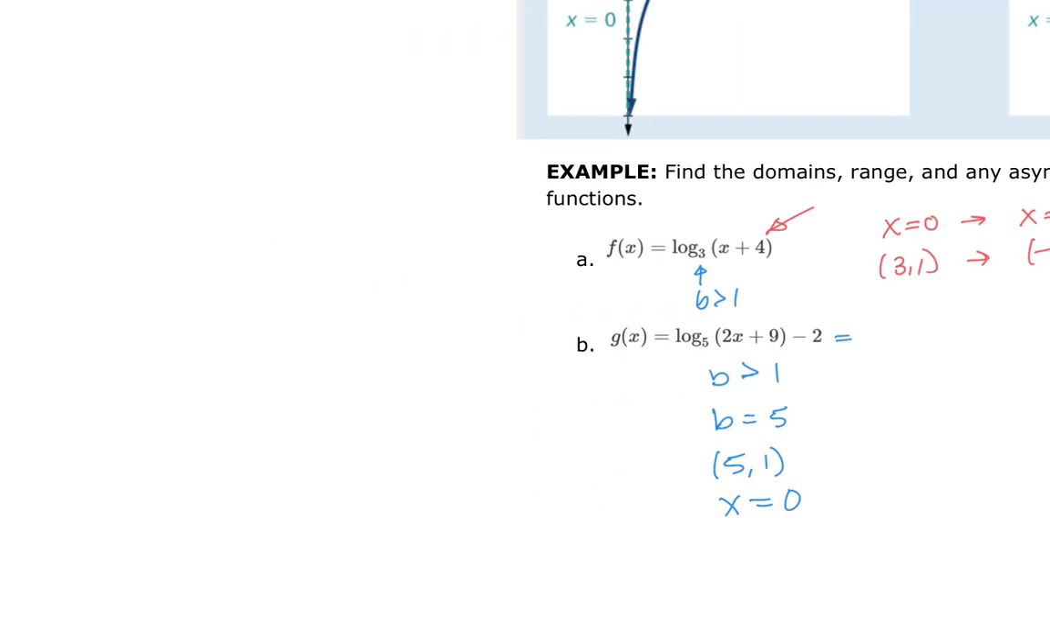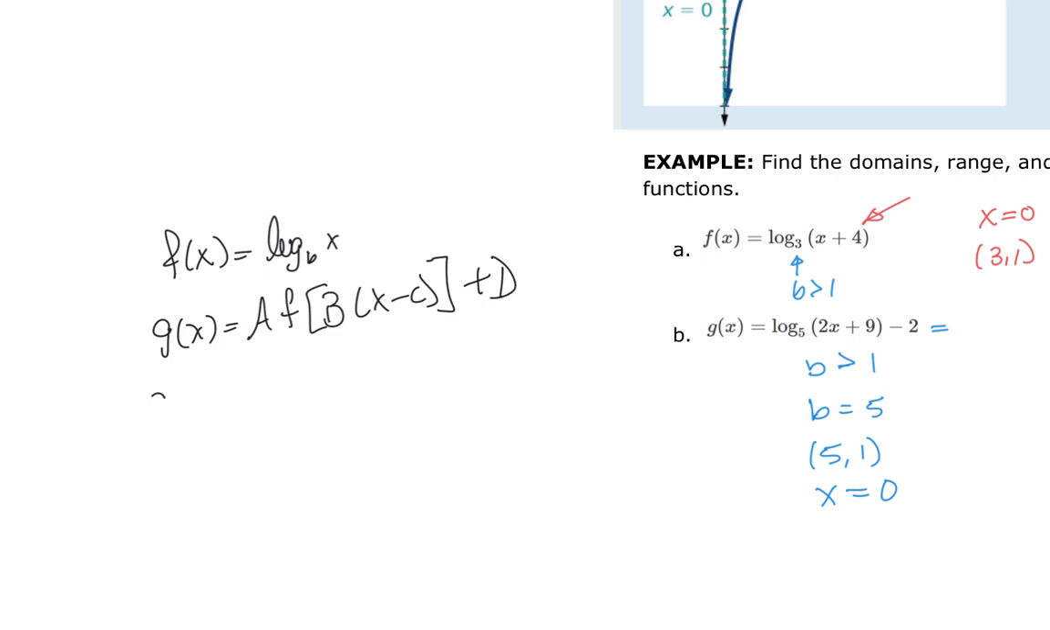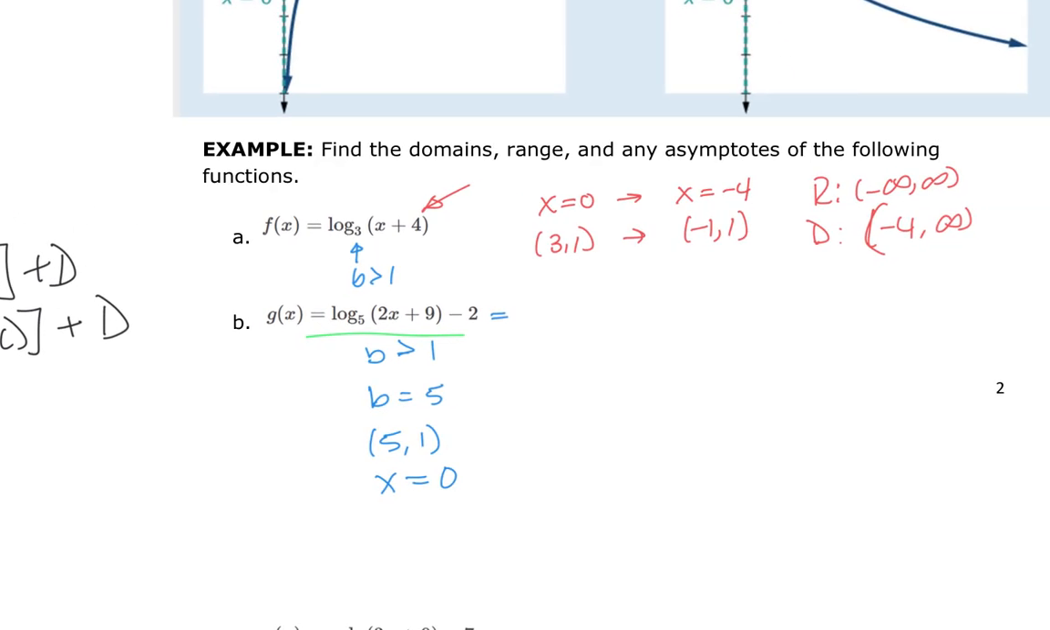So let's sidetrack over here for a moment and say, remember, if I have f(x) equals the log base b of x, g(x) would be capital A f(Bx minus c) plus d. So g(x) would be A, capital A, the log base b. Inside I have a capital B, x minus c, plus d. And you can see that this is not in the appropriate form, so I'm going to come over here and fix that.